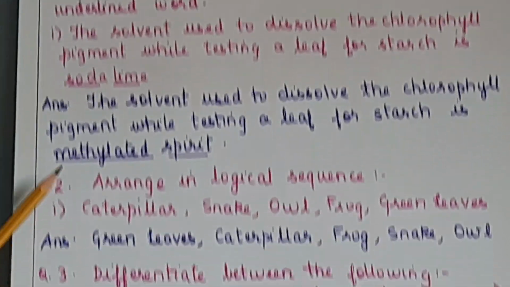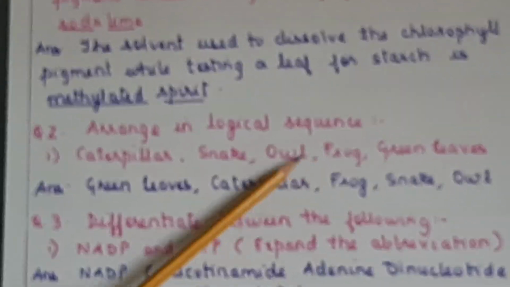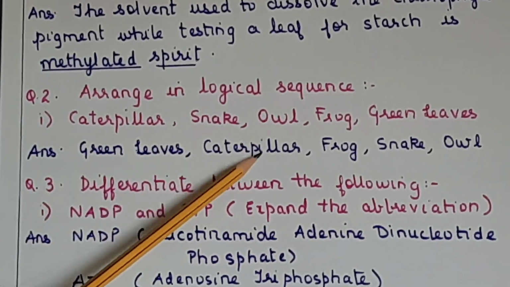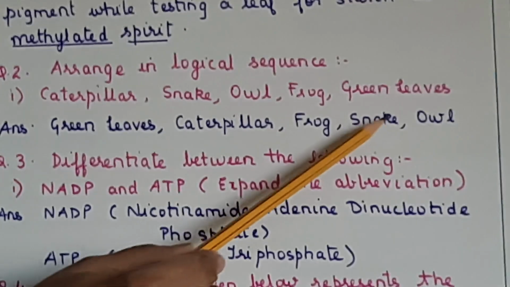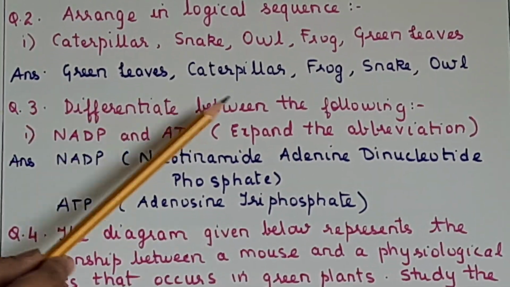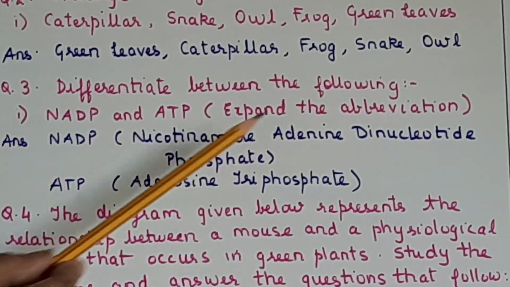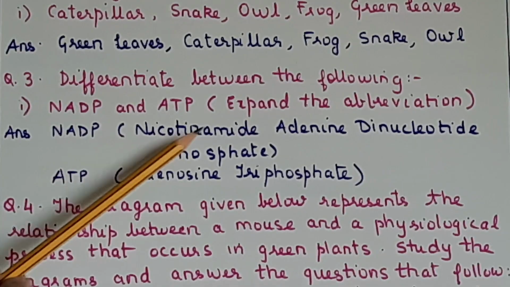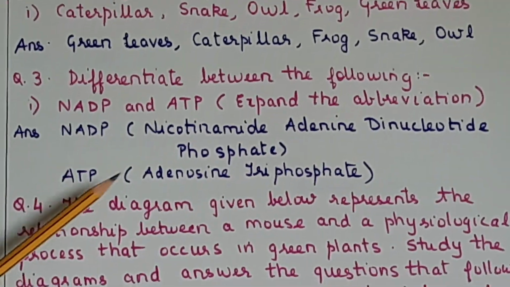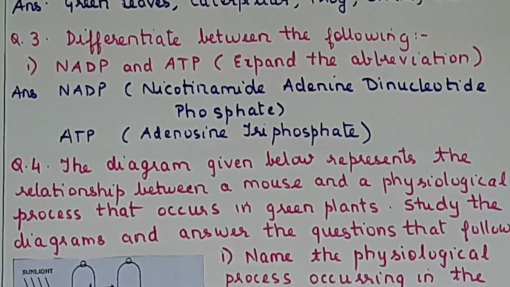Okay. Next, arrange in logical sequence. This is our food chain: caterpillar, snake, owl, frog, green leaves. So the starting point will always be green leaves, then caterpillar, frog, snake and then owl. Okay. Question 3, differentiate between the following: NADP and ATP. You have to expand the abbreviation. NADP is nicotinamide adenine dinucleotide phosphate and ATP is adenosine triphosphate. Okay, clear? Then question 4.